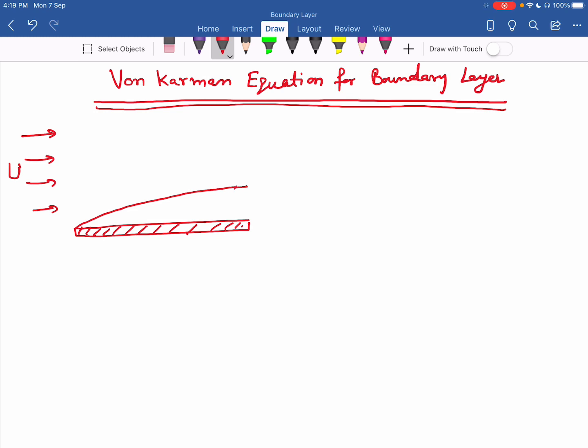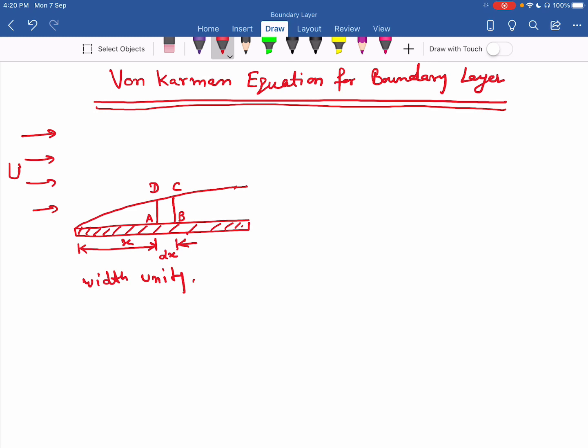Now this plate has, you can say, width unity in the plane perpendicular to the screen. Now from the leading edge at distance x, I consider a small element within the boundary layer, that is A, B, C, and D. The thickness of this element is say dx.